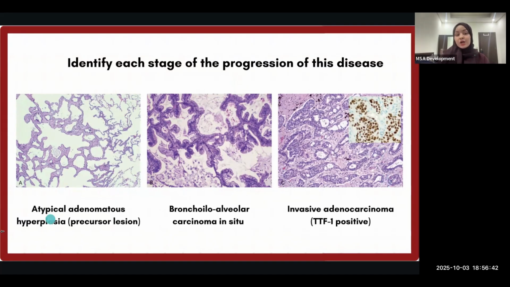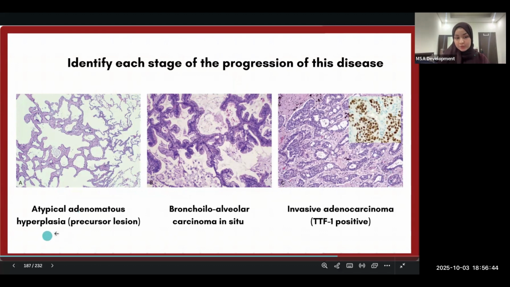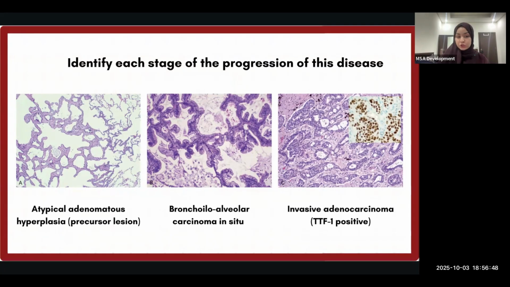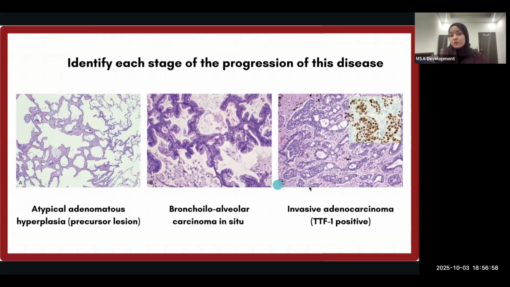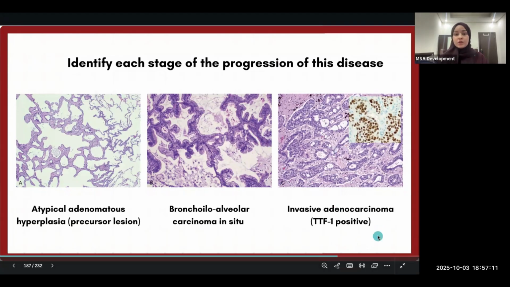Okay. So first you have atypical adenomatous hyperplasia. This is the precursor of adenocarcinoma. And then you have bronchiolo-alveolar carcinoma in situ, or BAC. And then you have invasive adenocarcinoma. This one is TTF1 positive. Okay. This is the marker for it.